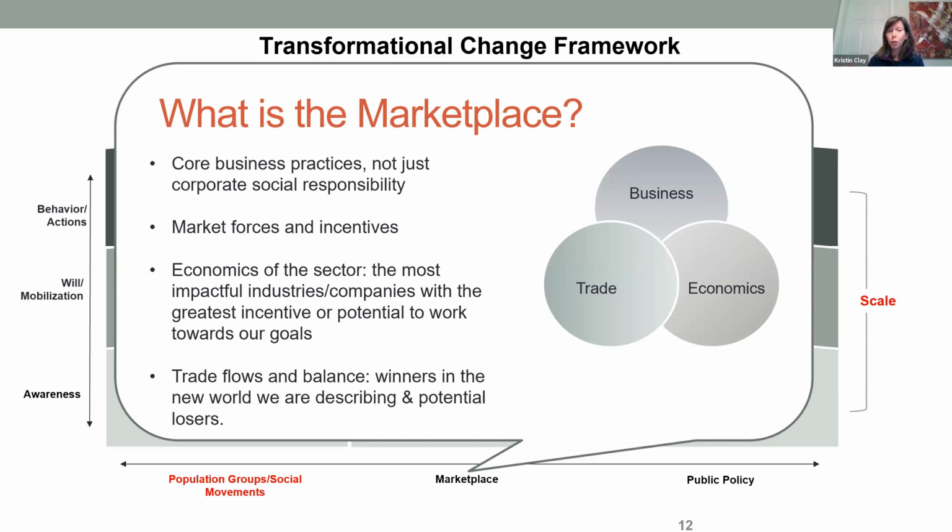Similarly, the marketplace is also its own system. This part I actually think needs a fair amount of work. We haven't had as much input from folks who are really steeped in the marketplace on this document, but again, we're looking at not just corporate responsibility, but really a change in core business practices. What are the industries that are really important to our mission, that have the best potential to make change? And we need to be aware that if we are shifting, say in the energy sector, to new kinds of energy, there are going to be some people who, at least temporarily, are losing out and other people winning out. We have to be conscious of all those dynamics as we think about the marketplace.